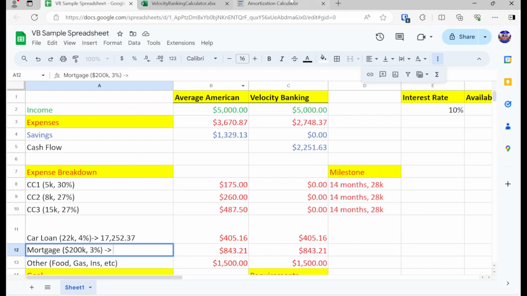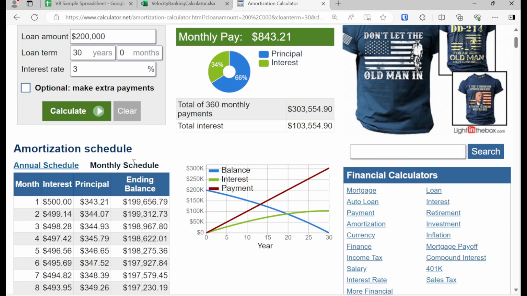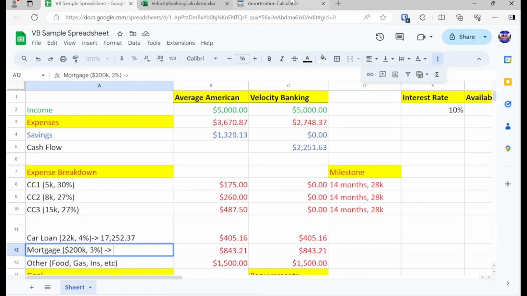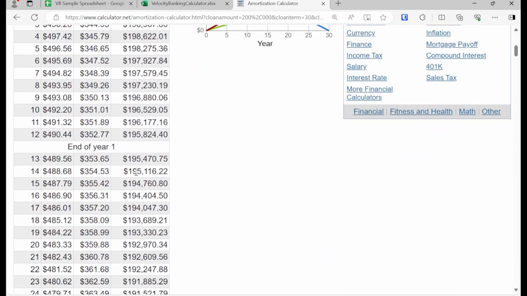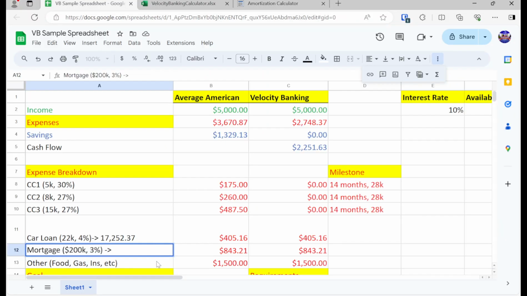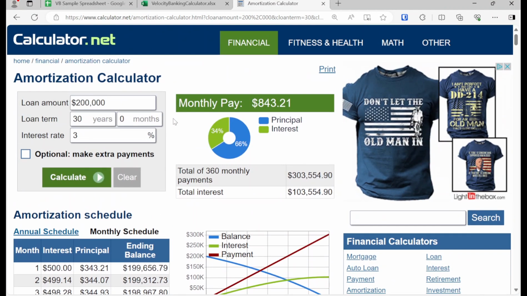And so now, after how many years? 14 months. Let's figure out what the balance of that loan is. So 195, right? So 195. Okay. And so now let's take a look here. So let's take a look at this calculator.